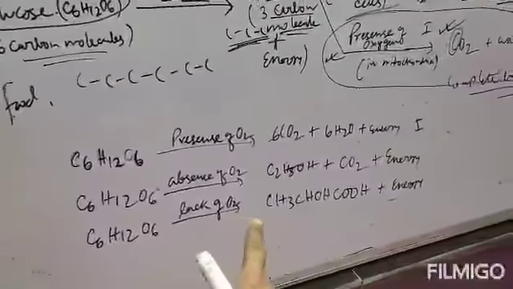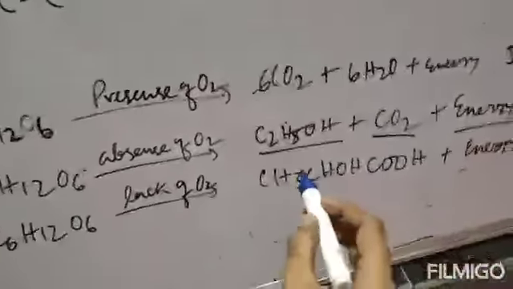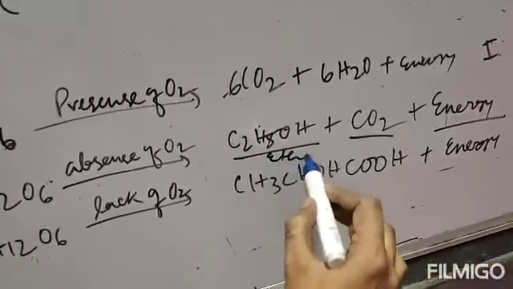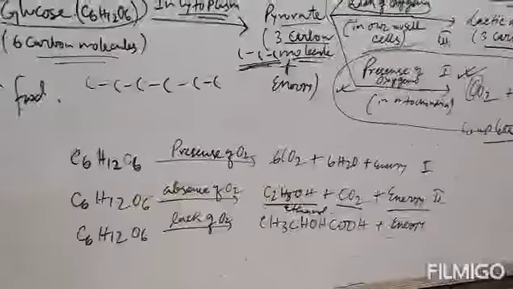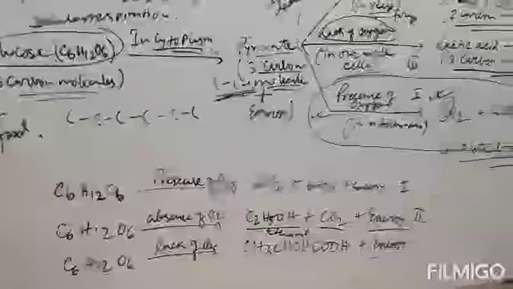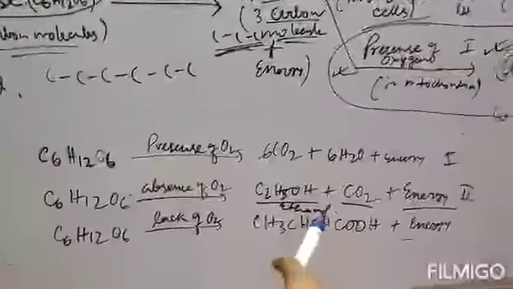Next, glucose in the absence of oxygen converts into ethanol, carbon dioxide and energy. This is the formula of ethanol. So this was your second case, where incomplete breaking down takes place.